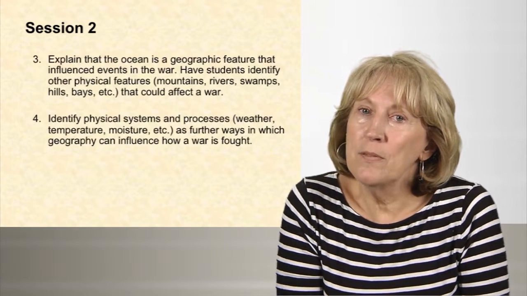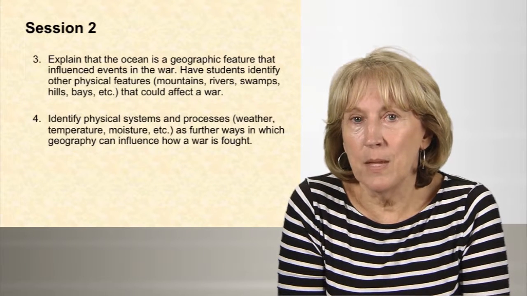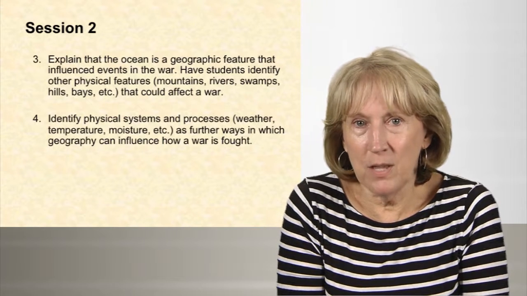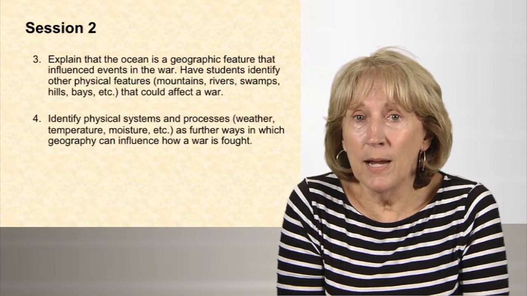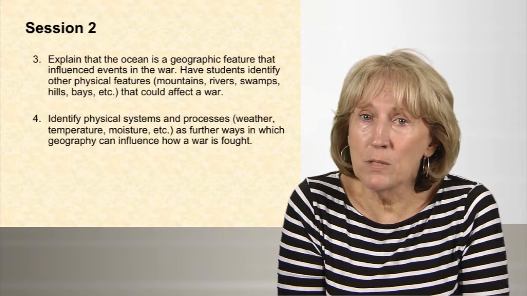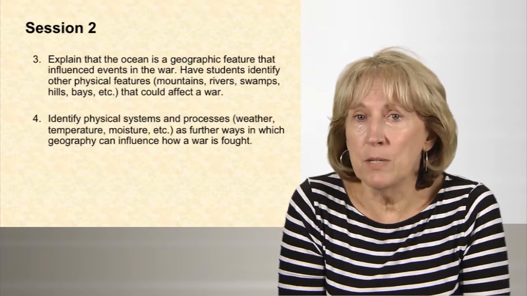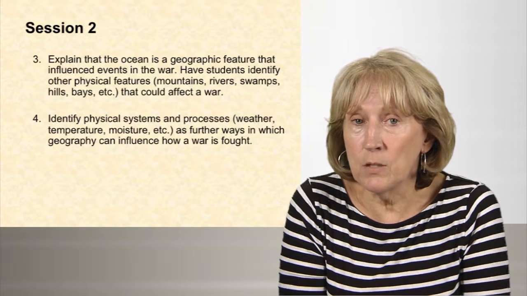And that is an introduction into learning this geographic idea, that the ocean is one example, but there are other geographic features that can influence events in a war. If they can identify them, fine. If not, help them out. There are, of course, mountains. Rivers would play a big part at this time. Swamps, if you had to fight in a swamp. The bays would be important for the Navy and to protect that.